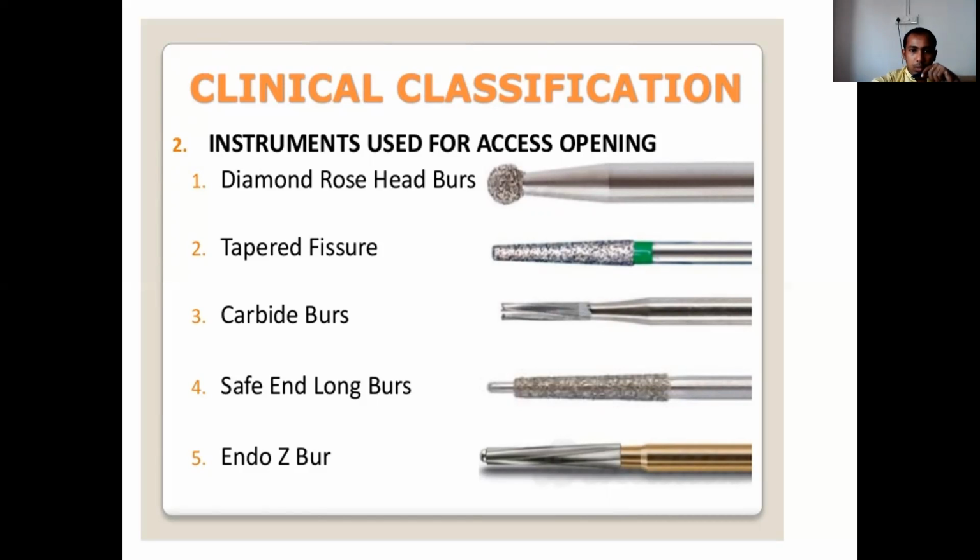The Endo-Z burr and Safe-end burr have a non-cutting tip, so we can safely use these burrs without causing furcal involvement. They have blades only at the lateral sides.